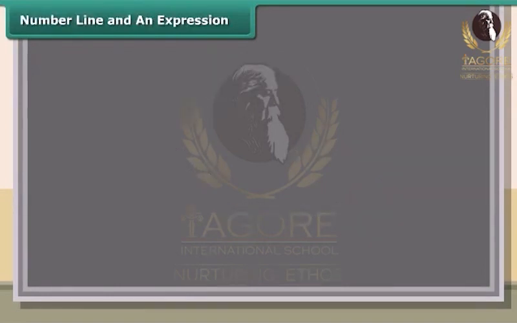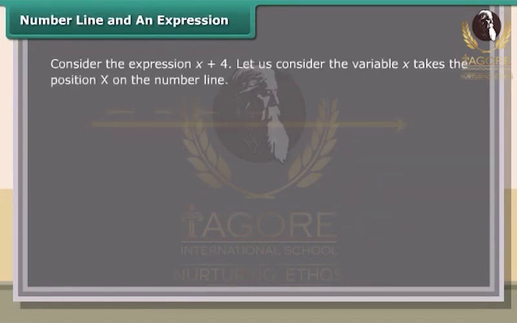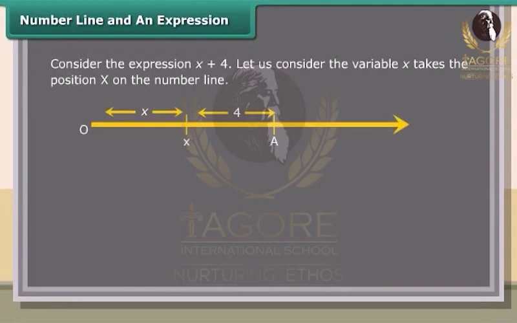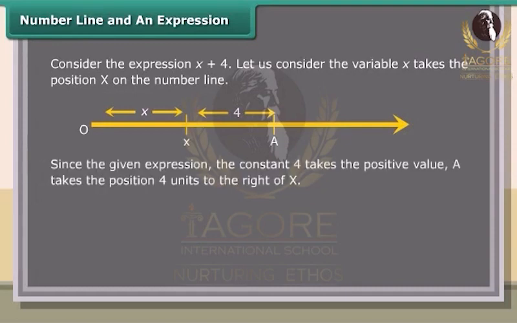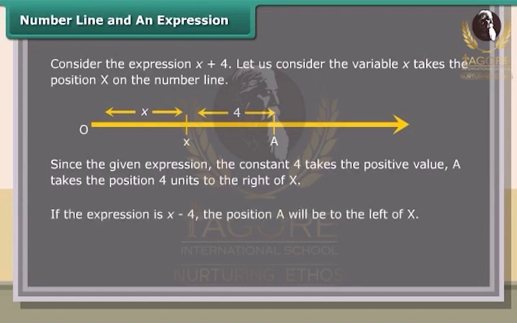Number line and an expression. Consider the expression x plus 4. Let us consider the variable x takes the position x on the number line. Since in the given expression the constant 4 takes the positive value, point A takes the position 4 units to the right of x. If the expression is x minus 4, the position of A will be to the left of x.